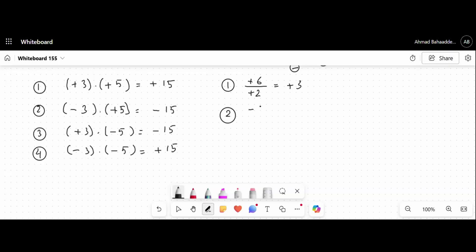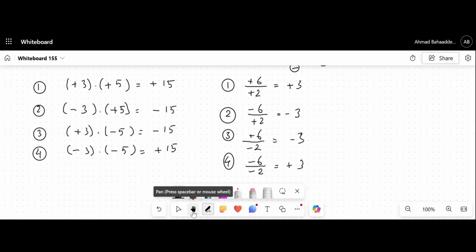How about if I have a minus 6 over plus 2? The answer is going to be minus 3. And number 3, if I have a plus 6 over minus 2, the answer is going to be minus 3 also. And number 4, how about if I have a minus 6 over minus 2? The answer is going to be plus 3. So from this, you can see that the situation of the multiplication and division is going to be the same.